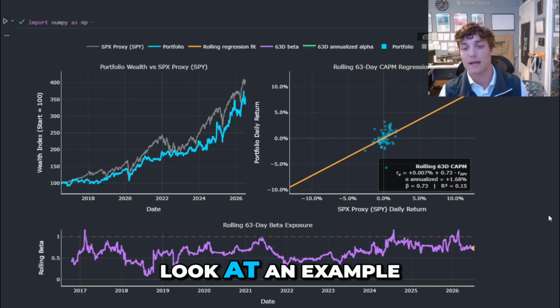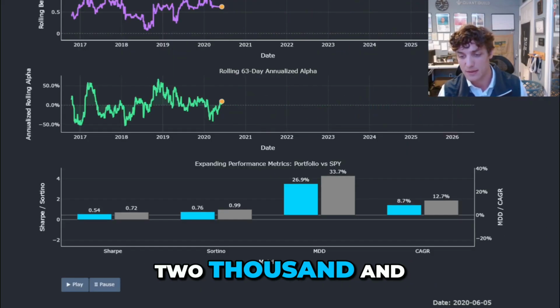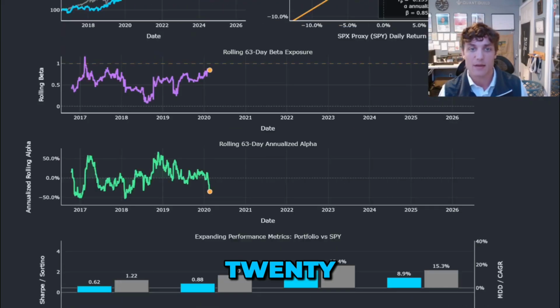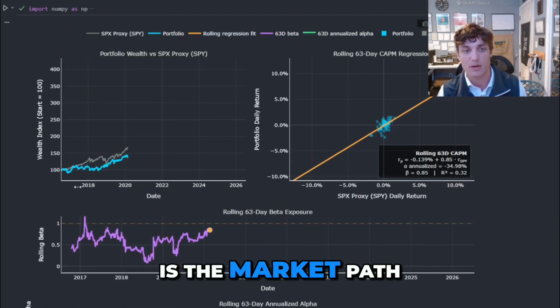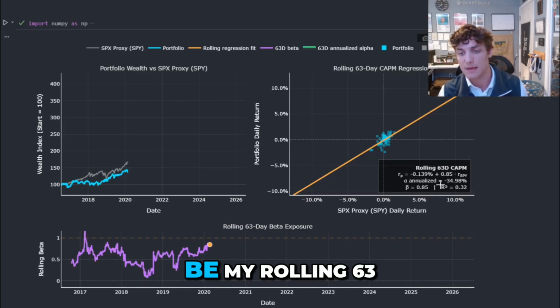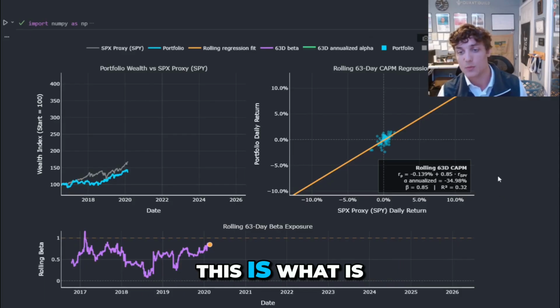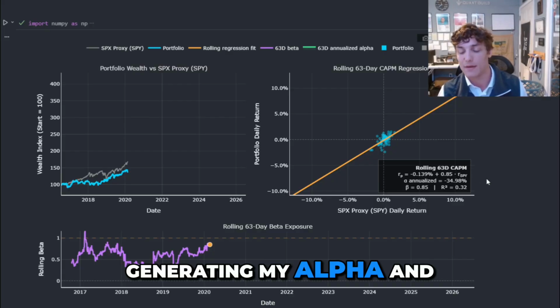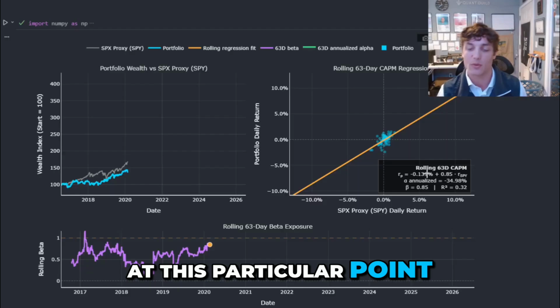So let's take a look at an example and discuss the implications. So I'm going to go back to maybe 2020. If we go back to 2020, right, we can see that the gray path here is the market path, the blue path is the portfolio path. This is going to be my rolling 63-day CAPM regression. This is what is generating my alpha and my beta. So you can see my annualized alpha here at this particular point in time.